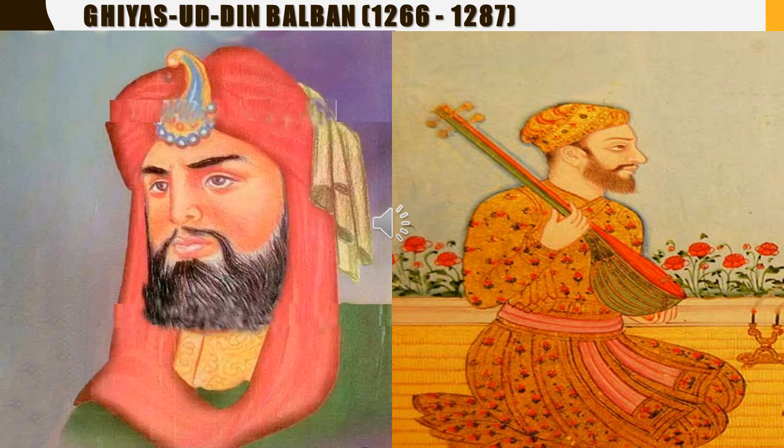Conspirators means members of a group of people who are planning to do something bad or illegal. So Balban established a department of spies to gather information about the persons who are trying to do illegal or bad things, and the troublemakers against his rule.